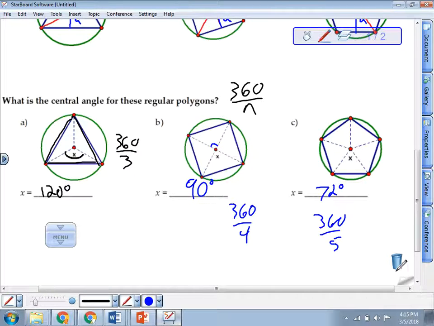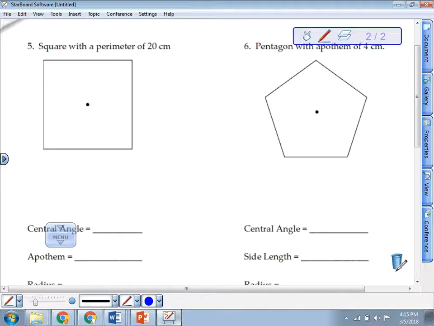All right, let's get to two problems where we really got to put it all together. These are the types of problems you're going to see in the homework. First one's a square with a perimeter of 20. There's all the parts we need to find. Since it's a square with a perimeter of 20, what does that mean about all the sides? Well, all the sides must be 5, right? 5, 5, and 5. This whole side is 5.